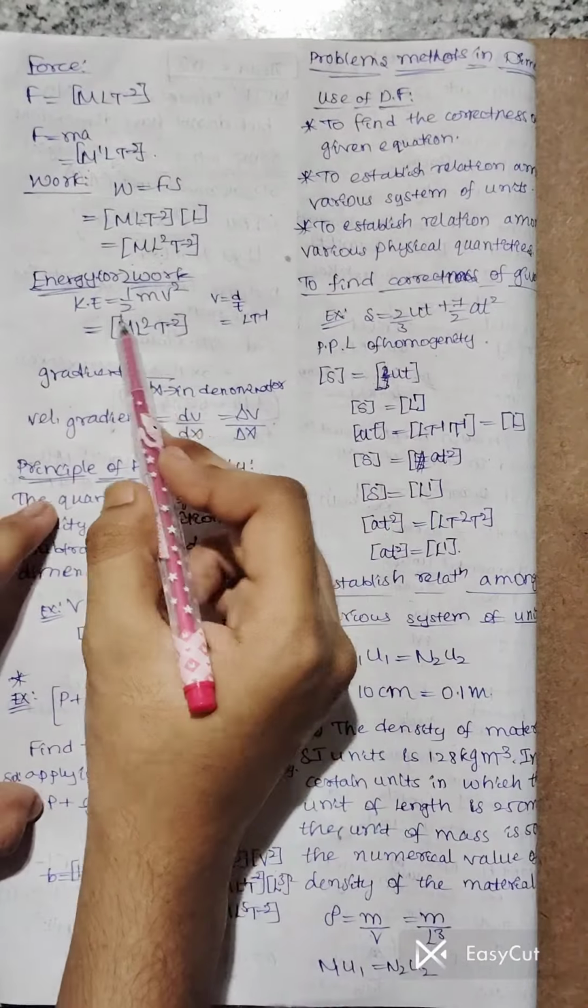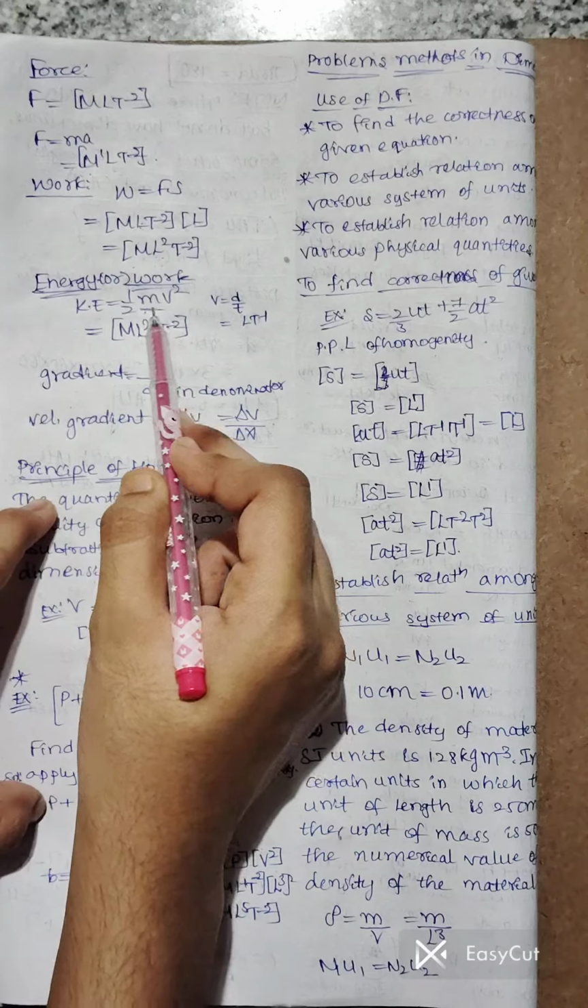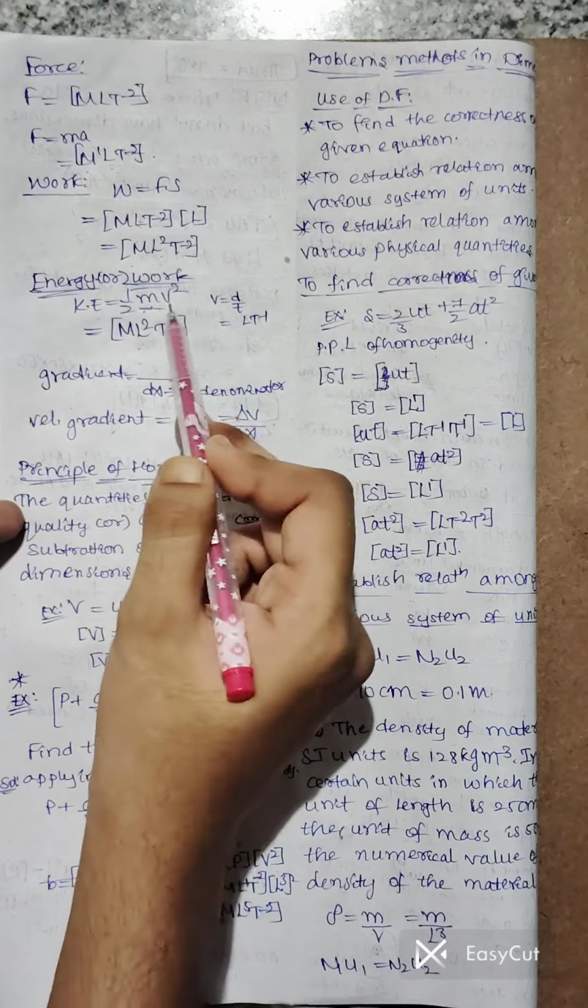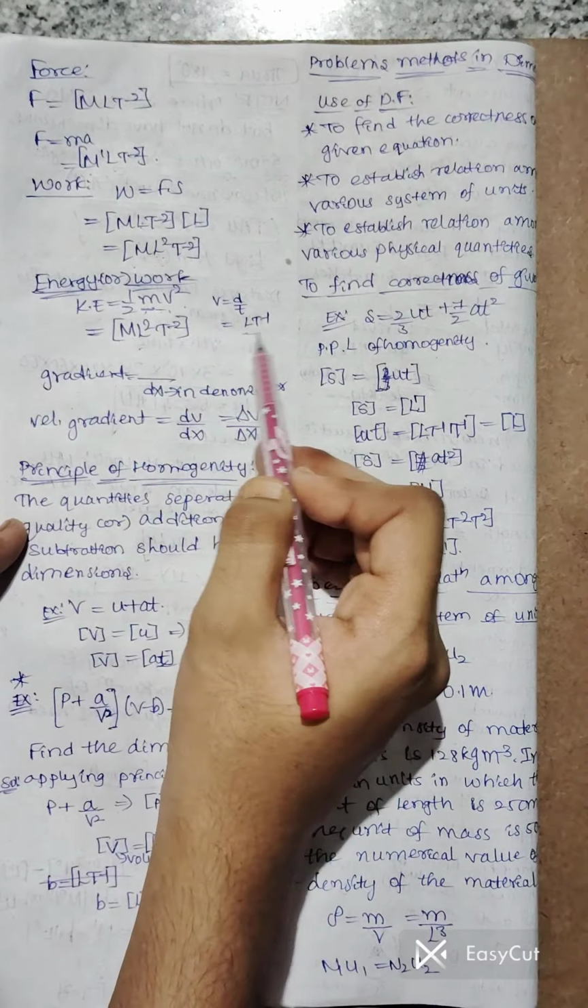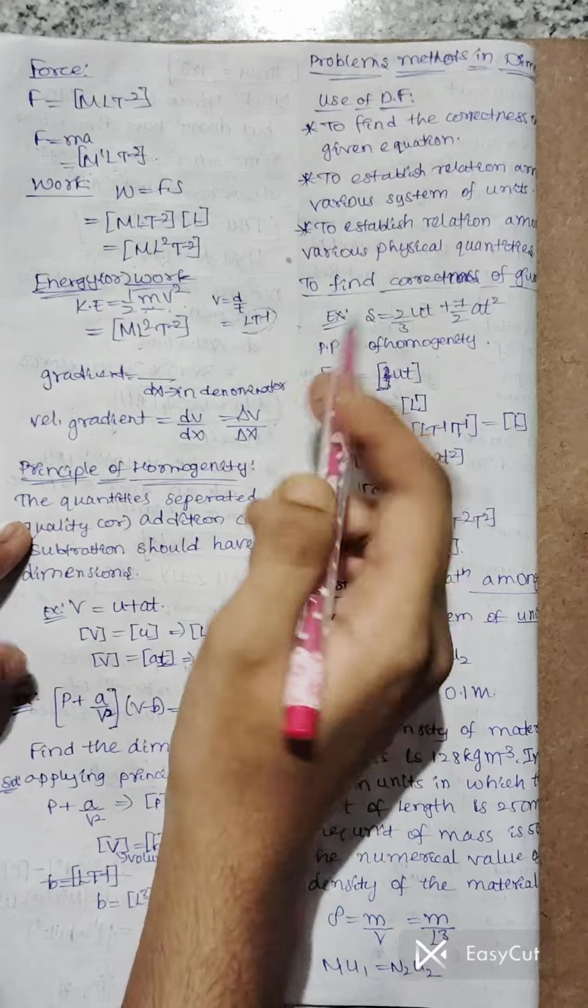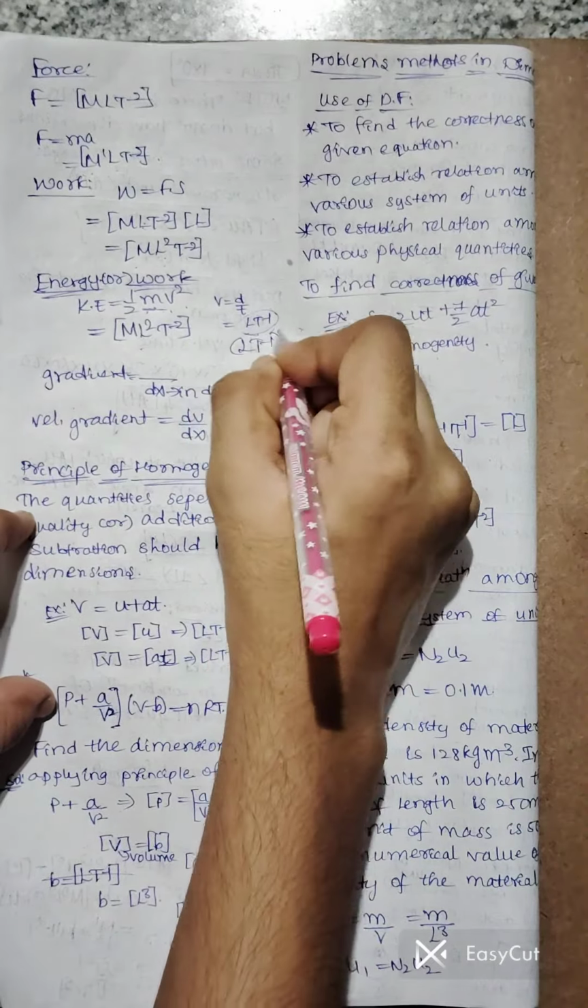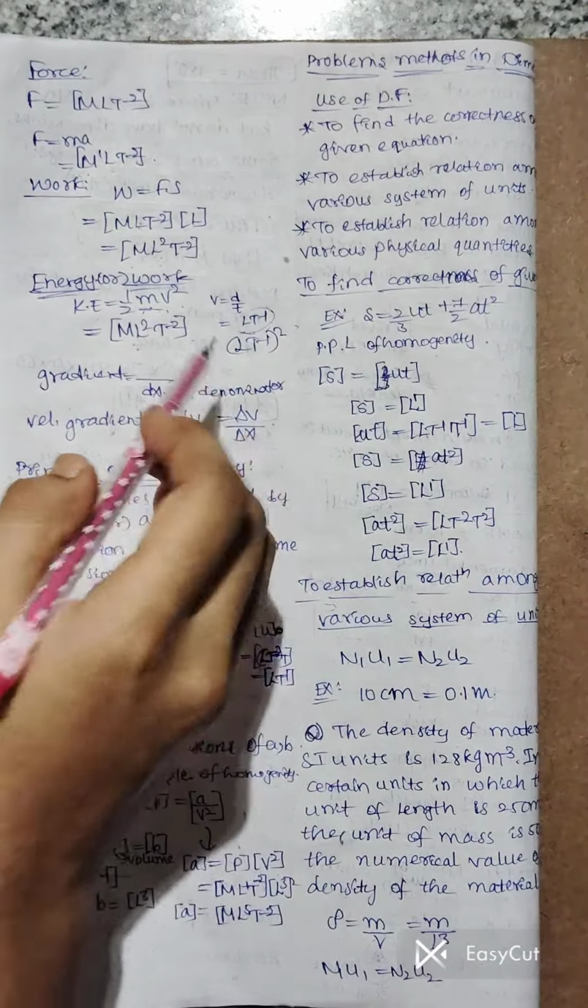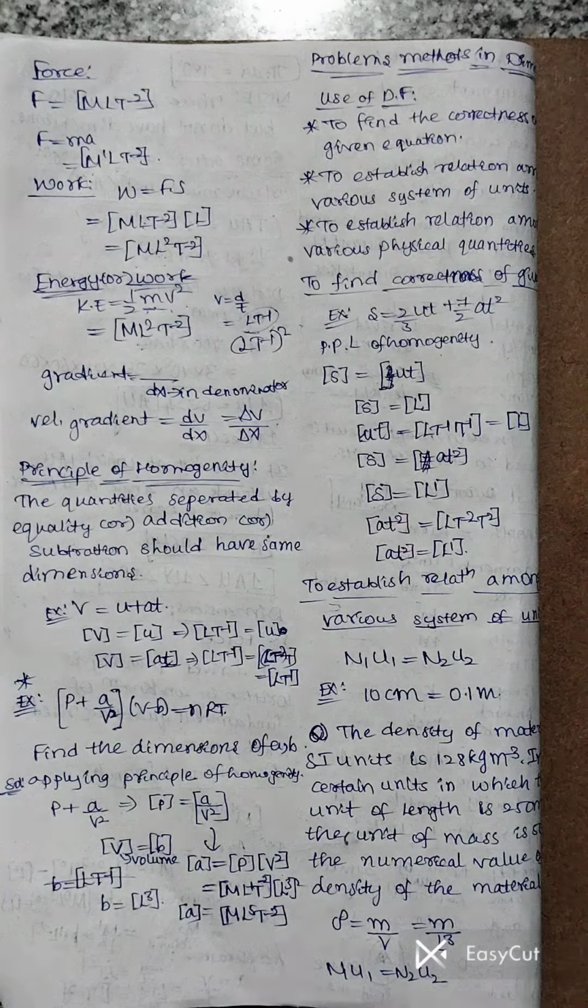Now we know that as here it is dependent on mass, M power 1 into, for velocity we know that it is LT power minus 1, and by making whole square, LT power minus 1 whole square. So L square T power minus 2. Now the dimensional formula for energy is M L square T power minus 2.